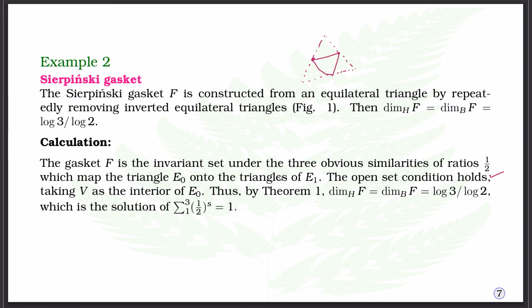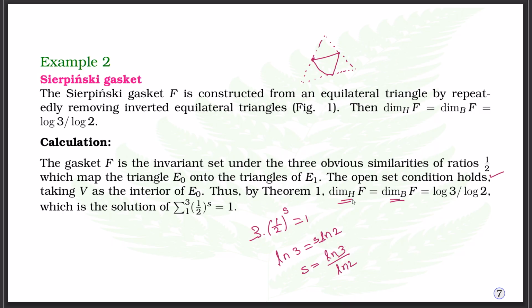Thus, by the theorem, the Hausdorff dimension and box counting dimension of the Sierpinski gasket are both the same, and both are ln 3 by ln 2, which is obtained from 3 copies of 1 by 2 size subtriangles. Therefore, 3 times (1 by 2) to the power s equals 1. Applying the logarithm on both sides, ln 3 minus s ln 2 equals 0, then one can get s equal to ln 3 by ln 2.